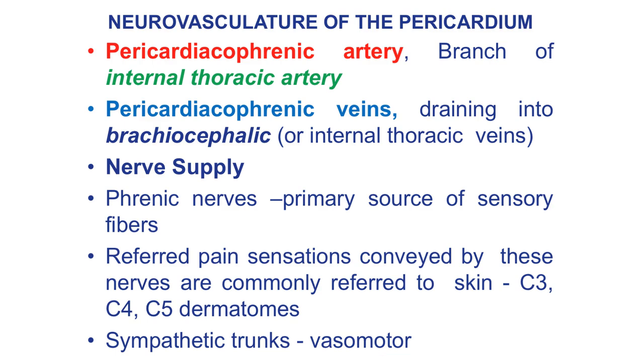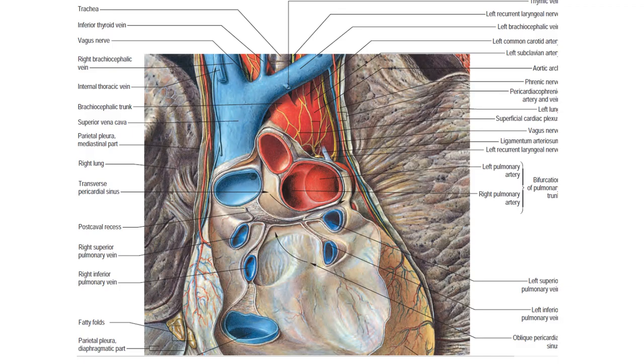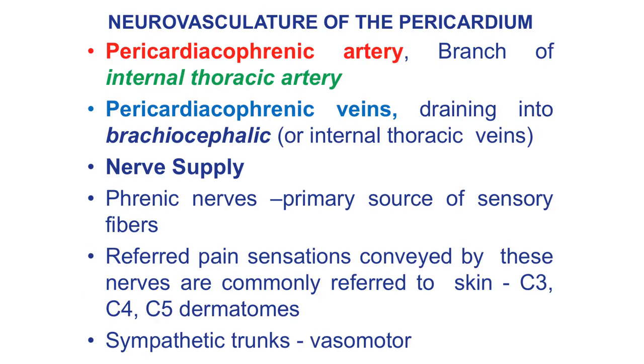We also have the sympathetic nerve that comes from the sympathetic trunk supplying the pericardium. Having seen the neurovascular supply of the pericardium, we have just seen the phrenic nerve and the sympathetic trunk. Please don't forget the pericardiacophrenic artery and vein as they supply the pericardium. In the next session we are going to discuss the heart itself, from the epicardium to the myocardium and the internal features of the heart. Thank you.